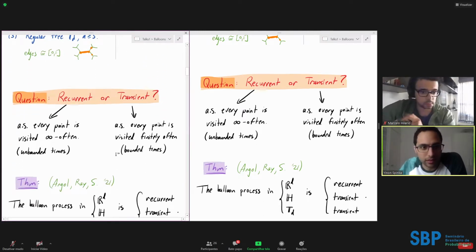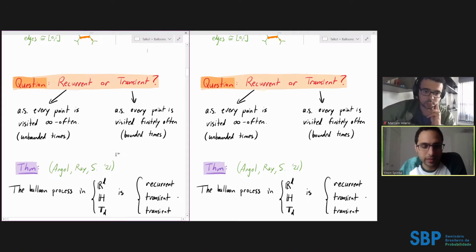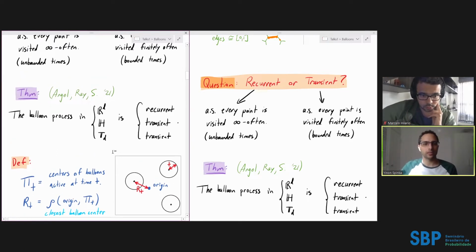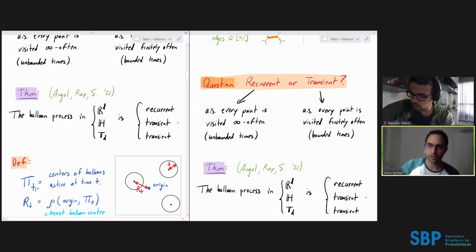Right, so this is the basic result, transience versus recurrence. But actually, our proof methods will give a bit more information. So for this, let me give you a definition which we'll need throughout the entire talk. Let pi sub t denote the point process of the centers of the balloons which are active at time t. Okay, so pi 0 was just our initial point process pi. And as time goes on, some of these points are deleted, and this process is just a decreasing set in t. Okay, the points active at time t.